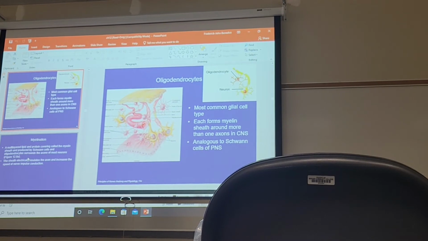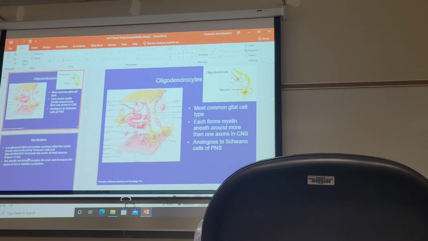Oh, so like the spaces in between? Yep, in between each. That's where the sodiums will go in? Yes. So the nodes of Ranvier can skip over the myelin? Or not, has nothing to do with it? No, that's the spaces where it actually has access to the surrounding tissue. Okay?